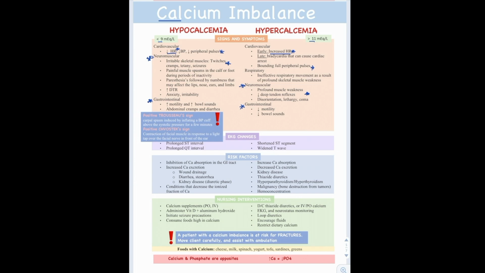And a patient with a calcium imbalance is at risk for fractures, so move the client carefully and assist with ambulation. Foods with calcium include cheese, milk, spinach, yogurt, tofu, sardines, and greens. And calcium and phosphate are opposites, so if calcium is high, phosphate will be low.